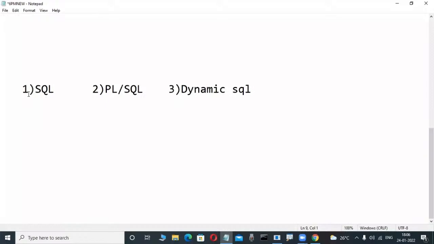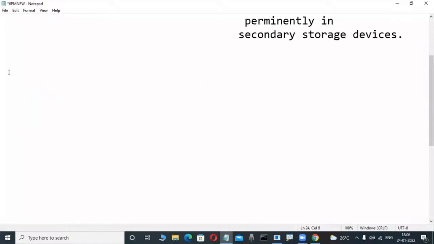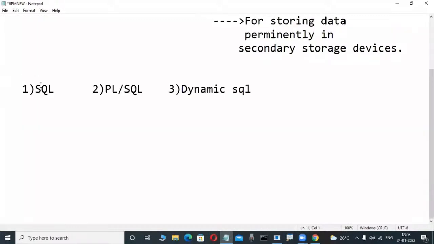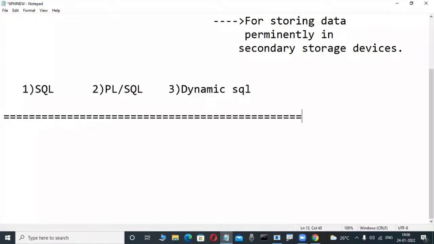For operating these data model products, we are using SQL. But Oracle database product, if you want to operate it, we are using three languages. One is SQL, another one is PLSQL, another one is dynamic SQL. Up to this one, we learned in the previous classes.